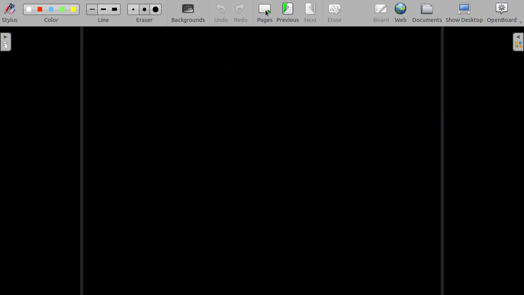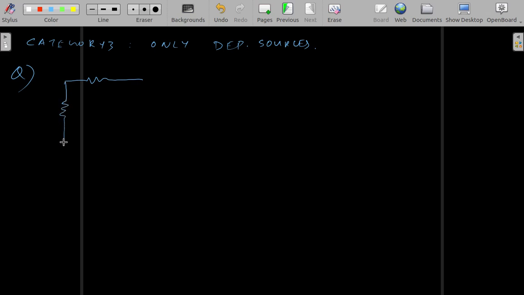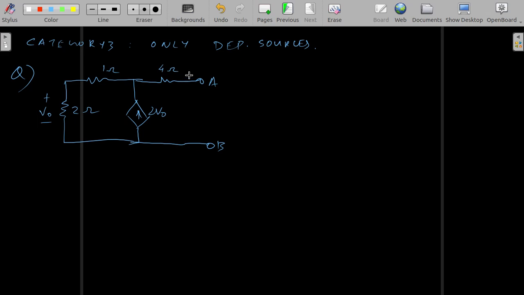Okay. So now let's move on to a category 3 problem, which has only dependent sources. Okay, now let's write a question right away. A, B, V0, 1 ohm, 2 ohm and 4 ohm.